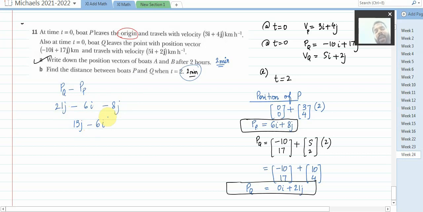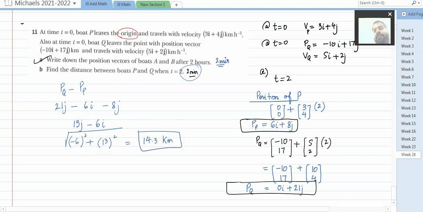We need to find out the value, so you need to find the magnitude. That means minus 6 squared plus 13 squared, and then the root of it. 13 squared is 169, plus 36, and the root of it equals 14.3. The unit is kilometers, because it's a distance. And that is your final answer.